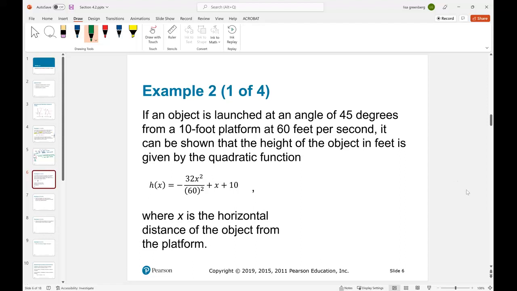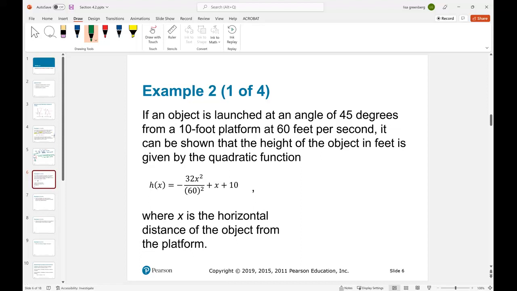So if an object is launched at an angle of 45 degrees from a 10-foot platform at 60 feet per second, it can be shown that the height of the object in feet, so this one's in feet, is given by this quadratic function.